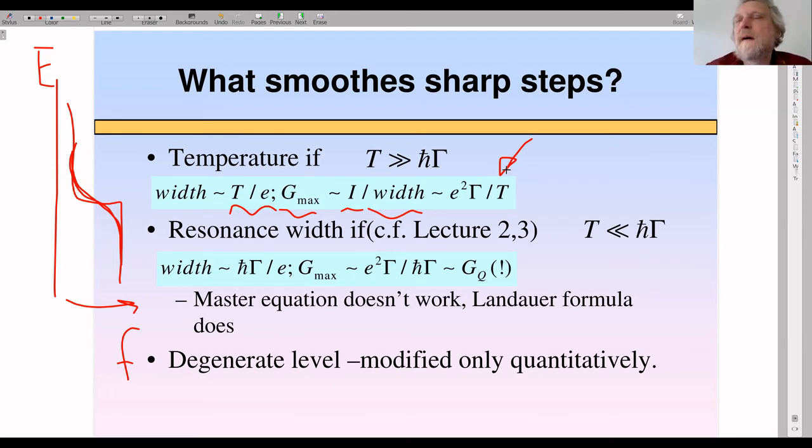Good. This problem is lifted if one understands that the sharp step in the current is due to discrete level at this position. And if the level is broadened, and it's broadened with gamma, the step also becomes smooth. So how to estimate the broadening? We have already done this. It's just this rate, gamma. So for maximum conductance obtained, we actually get the conductance quantum.